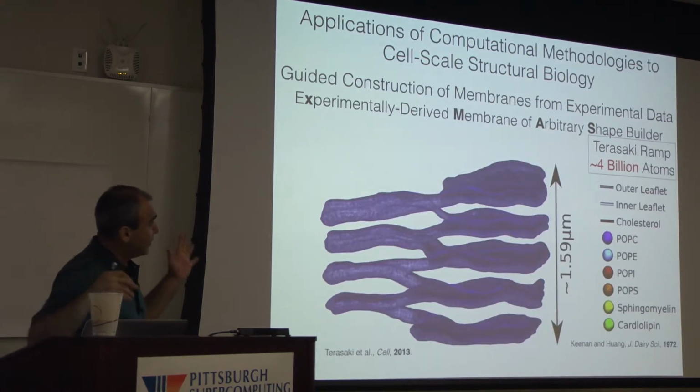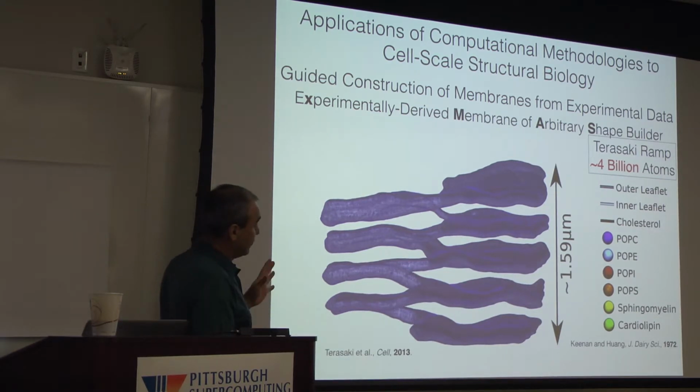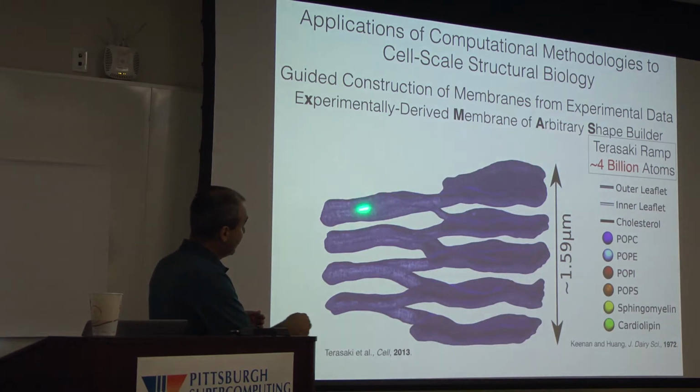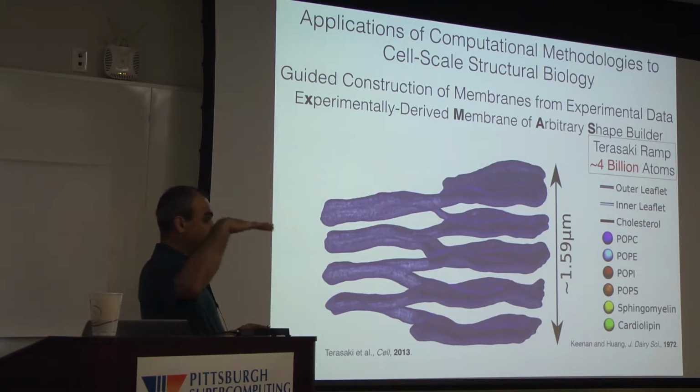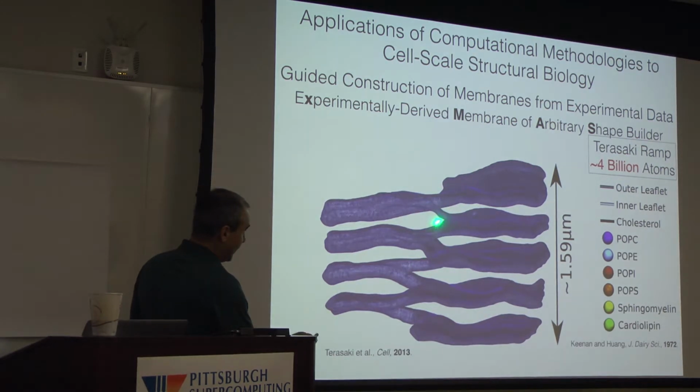So that was one example. This is another example, just again to give you an idea how we are using MD. So this is an experimental density of the ER, endoplasmic reticulum. They call it the Terasaki ramp because it has a particular garage ramp type of structure here.